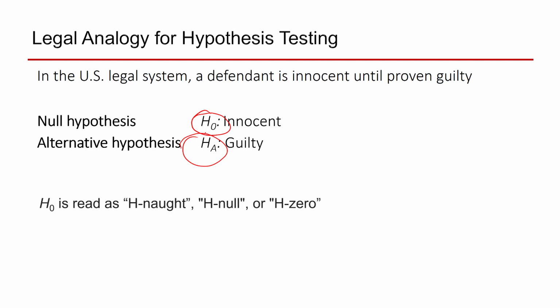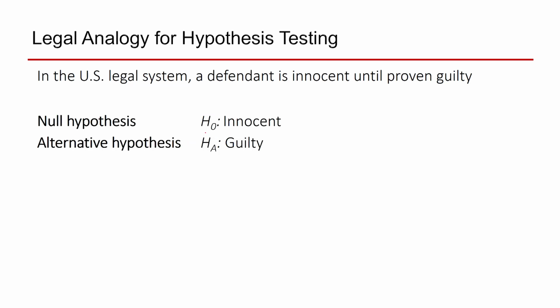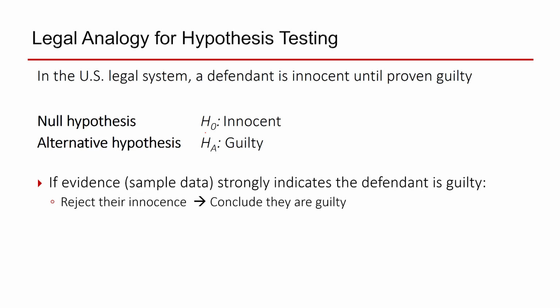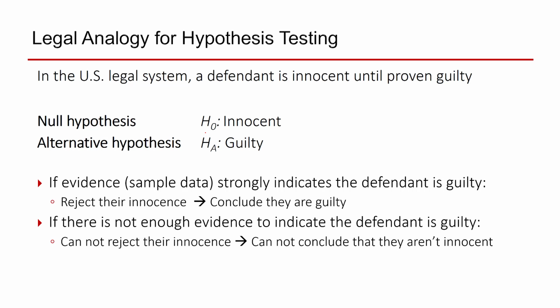All right, so H naught is read as H naught, H null, or H 0. I call it H naught, and that symbolizes our null hypothesis. If your evidence, your sample data, strongly indicates the defendant is guilty, you reject their innocence and conclude guilt. If there's not enough evidence to indicate the defendant is guilty, we don't say that they're innocent, right? We just say we don't have enough to conclude guilt at this time.